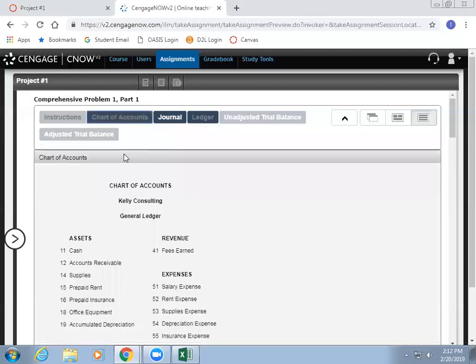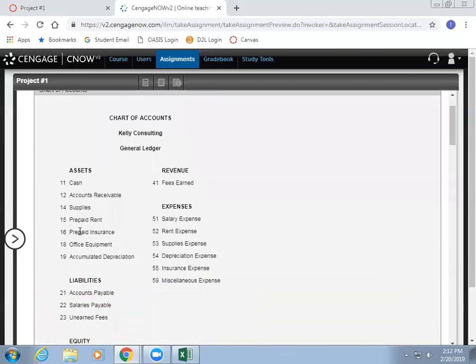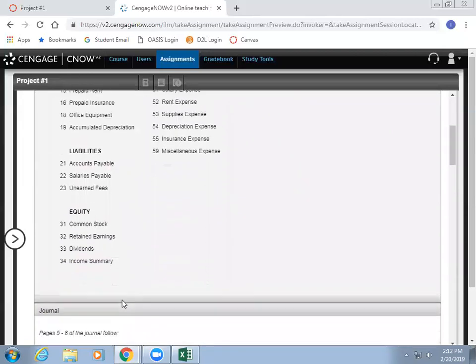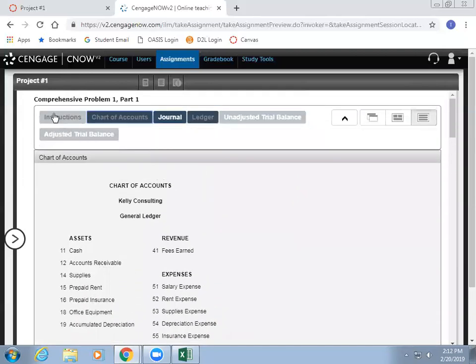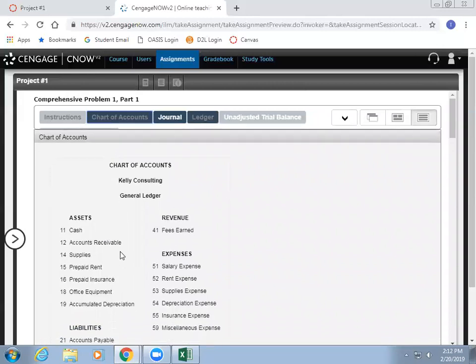So yeah, you have your chart of accounts. These will be the accounts you'll be using. So you can always print that off as well, but definitely print off the instructions. Any questions on the project so far?